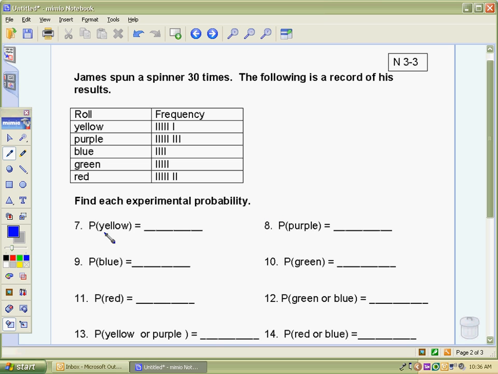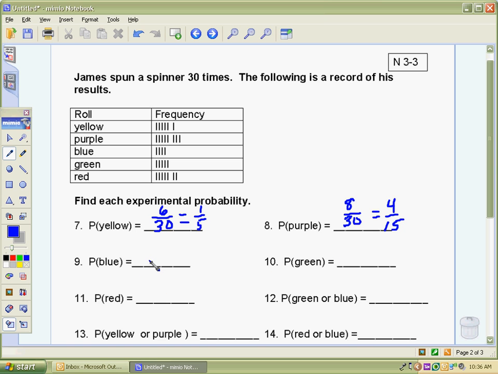The probability of being yellow. Well, if he spun it 30 times, then 30 is going to be on the bottom, and there are 1, 2, 3, 4, 5, 6 yellows, which reduces to 1 out of 5. Number 8, probability of being purple. Again, 30 is going to be on the bottom, and there are 1, 2, 3, 4, 5, 6, 7, 8, which reduces to 4 over 15.